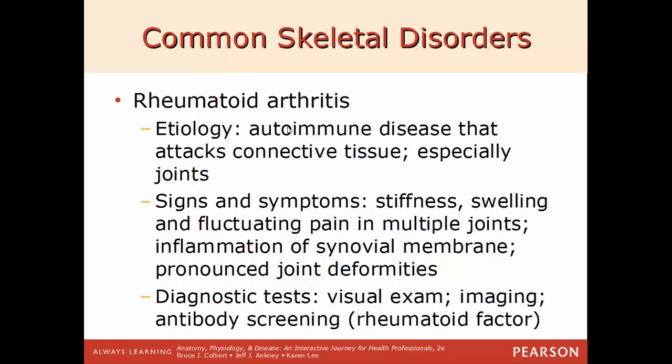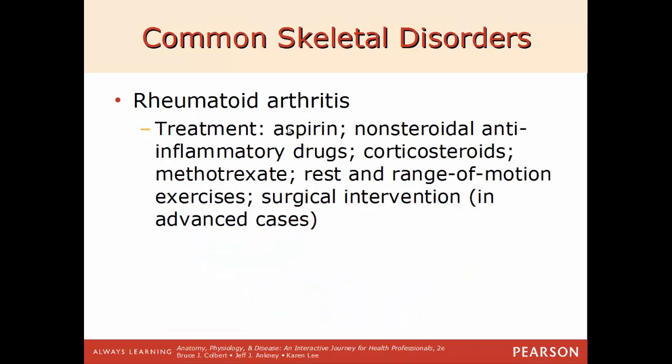Rheumatoid arthritis: etiology is autoimmune disease that will attack your own connective tissue, especially the connective tissue within joints. Some common signs and symptoms: stiffness, swelling, fluctuating pain within multiple joints, inflammation of the synovial membrane, and very pronounced joint deformities. Some common diagnostic tests: visual exam, imaging, and then antibody screening. Because remember, this is an autoimmune disorder, so there will be more antibodies present than there would be for someone who has osteoarthritis. Common treatments for rheumatoid arthritis: aspirin, corticosteroids, rest, range of motion exercises, methotrexate, a common drug, and in very advanced cases, you may need surgical intervention.